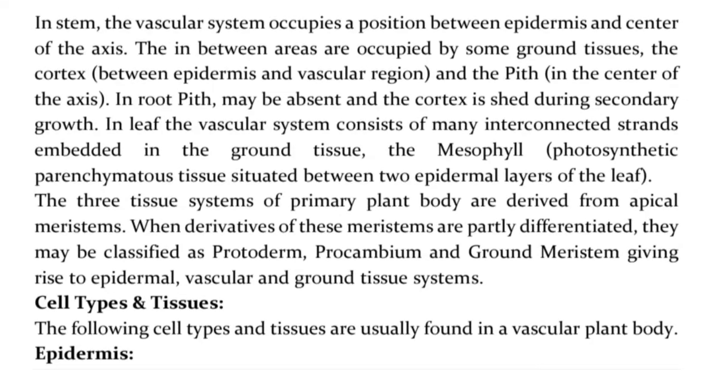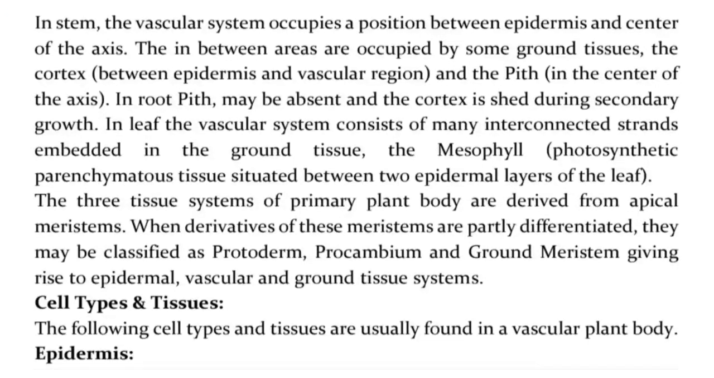In stem, the vascular system occupies a position between epidermis and center of the axis. The in-between areas are occupied by some ground tissues, the cortex between epidermis and vascular region, and the pith in the center of the axis. In root, pith may be absent and the cortex is shed during secondary growth. In leaf, the vascular system consists of many interconnected strands embedded in the ground tissue, the mesophyll, photosynthetic parenchymatous tissue situated between two epidermal layers of the leaf.